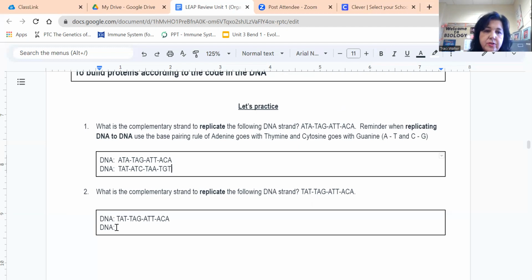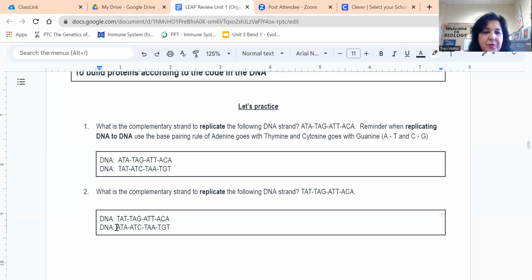Okay, so let's check your answer. So TAT will be ATA. TAG will be ATC. ATT will be TAA. ACA will be TGT. Did you get it right?